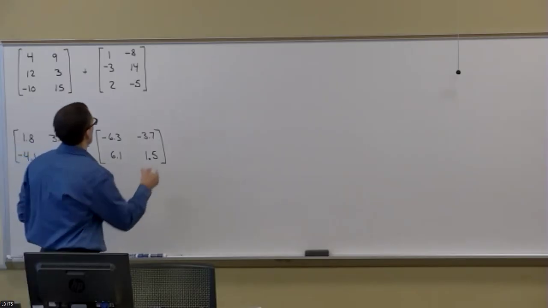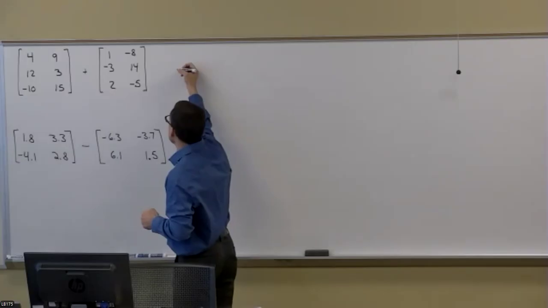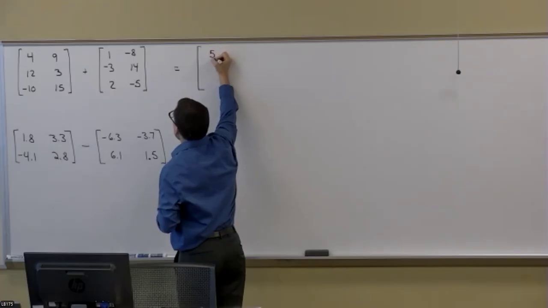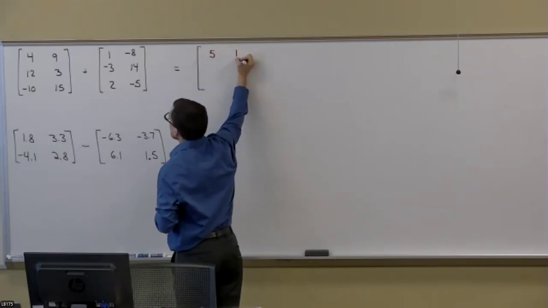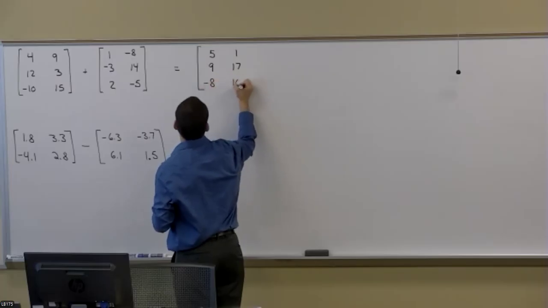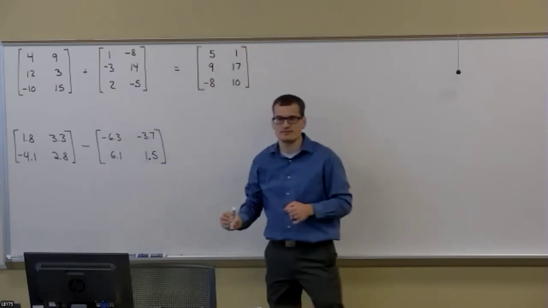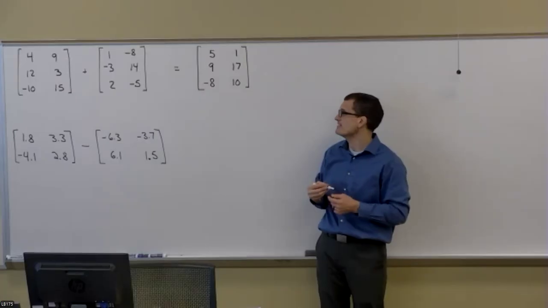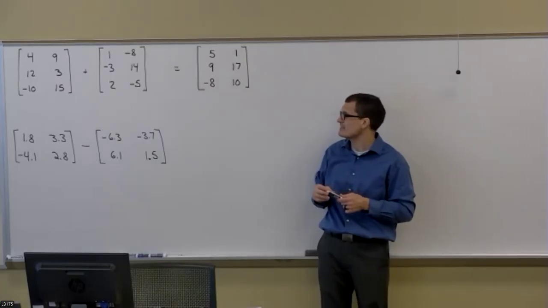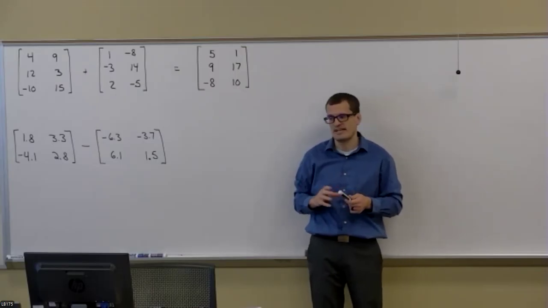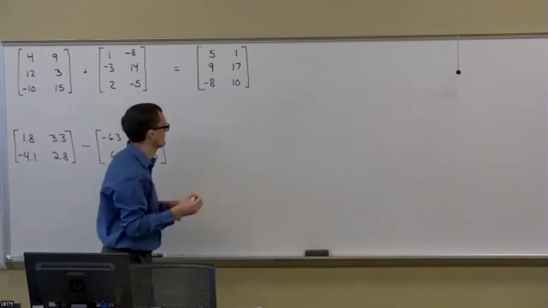All right, I'll go through this pretty quick. Since these have the same dimensions, we just add entry-wise. So we get 5, 1, 9, 17, -8, and 10 as the entries, obviously in this order. Okay, 5, 1 is in row 1, 9, 17 is in row 2, -8, 10 is in row 3. So we just add entry-wise, keep the same dimensions.